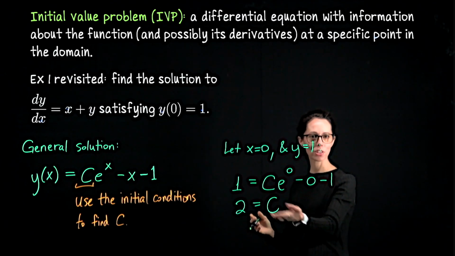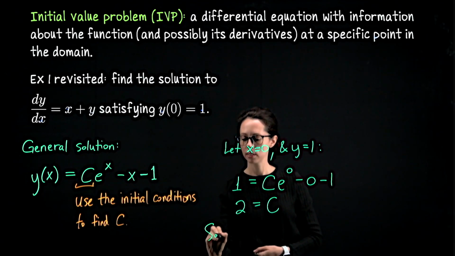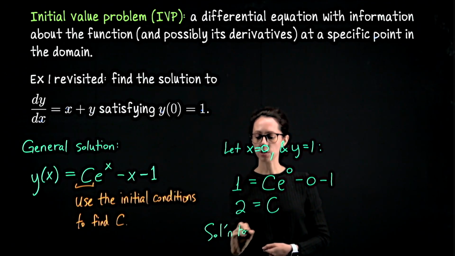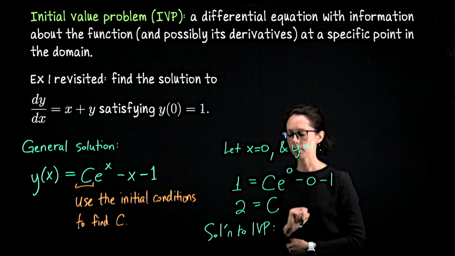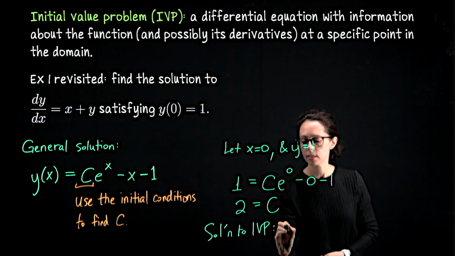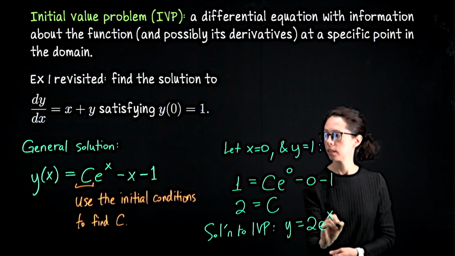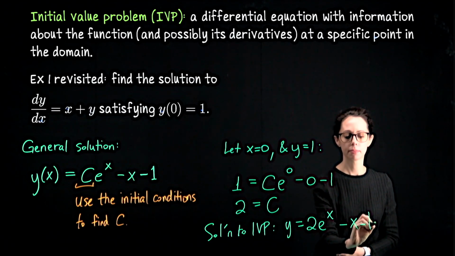And at this point, we've actually found it. So here's our value of c. So the solution to the initial value problem is one particular version of this general solution. It's y equals 2 e to the x minus 1.